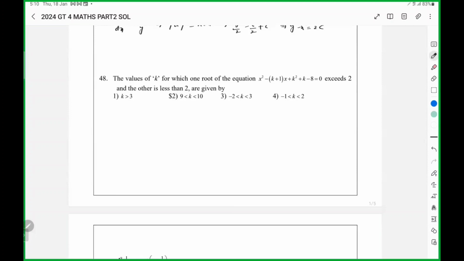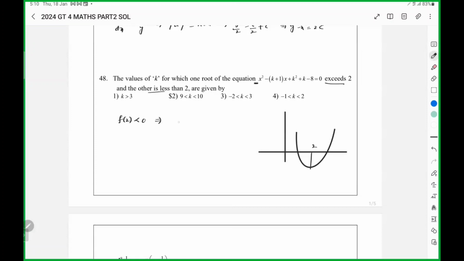Here, value of k: one root x is 2, the other is less than 2. X square coefficient is positive, so it will be concave downwards. So f of 2 will be definitely negative.